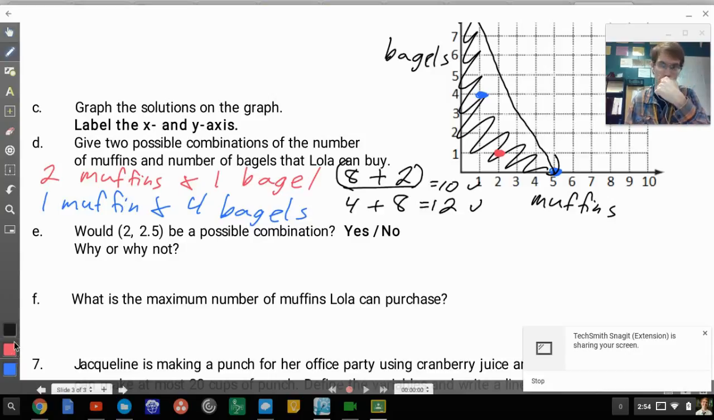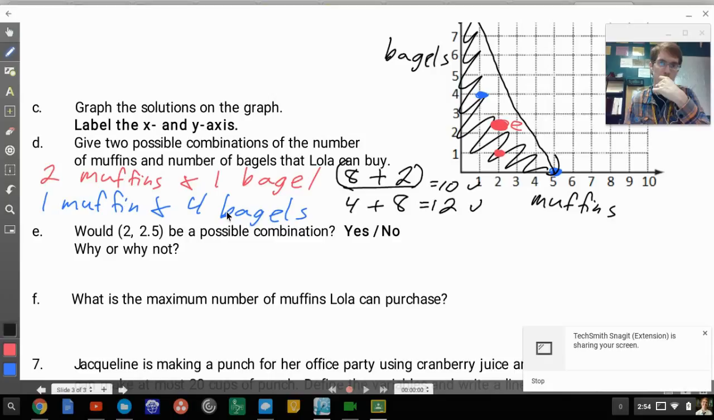Okay, so let's do this. Make sure I'm in a good color. So 2, 2.5. Make sure that's nice and big. That's the one I'm talking about with E. Could it be a possible combination? Well, it's in the shaded area, so could be a solution. That's one thing to notice. It's in the shaded area. That is a big thing we need to point out.